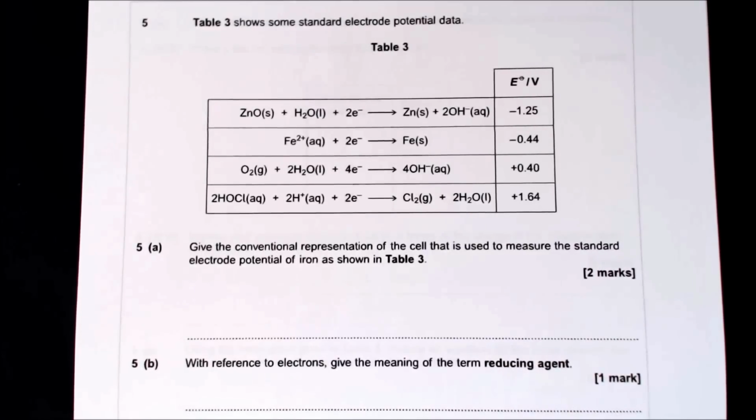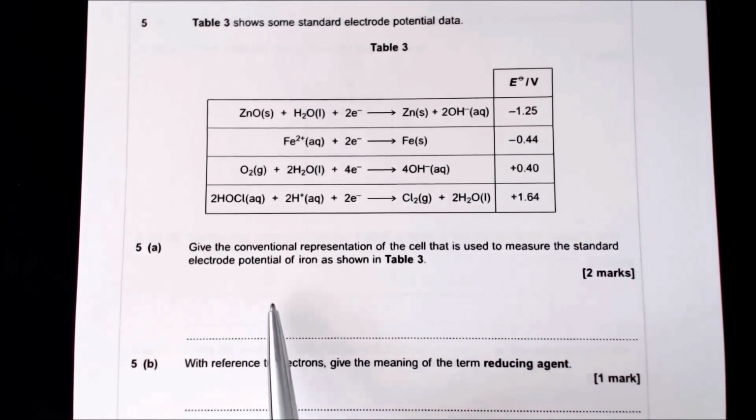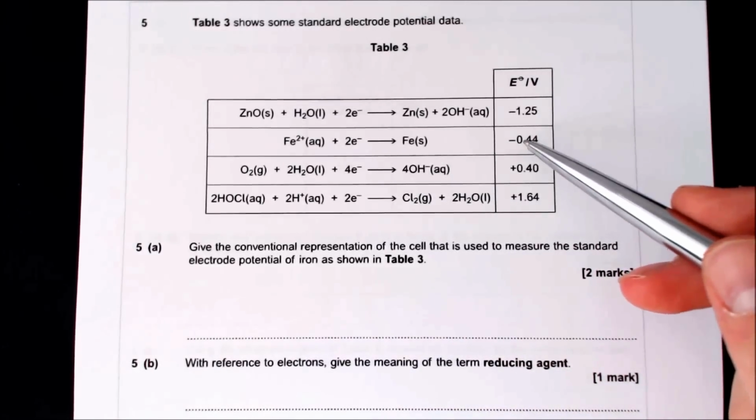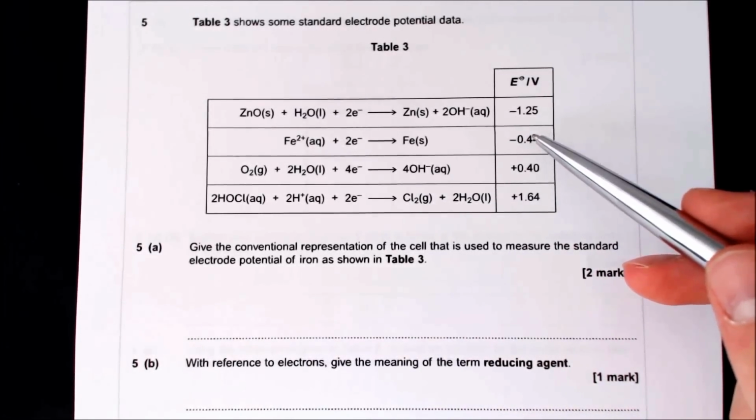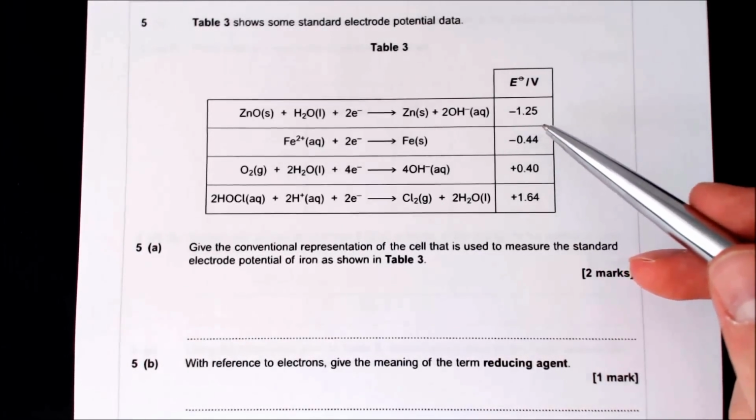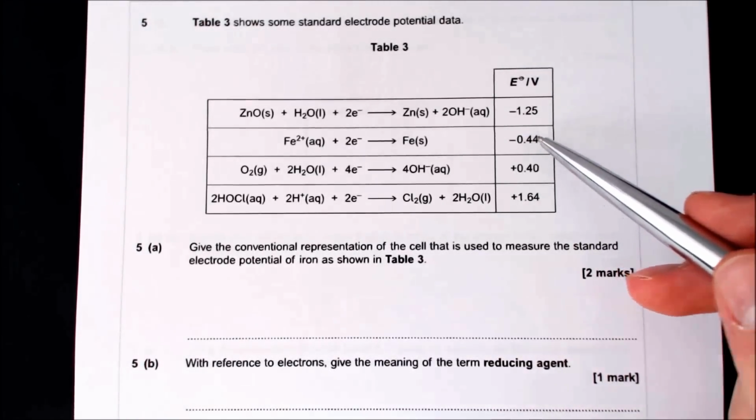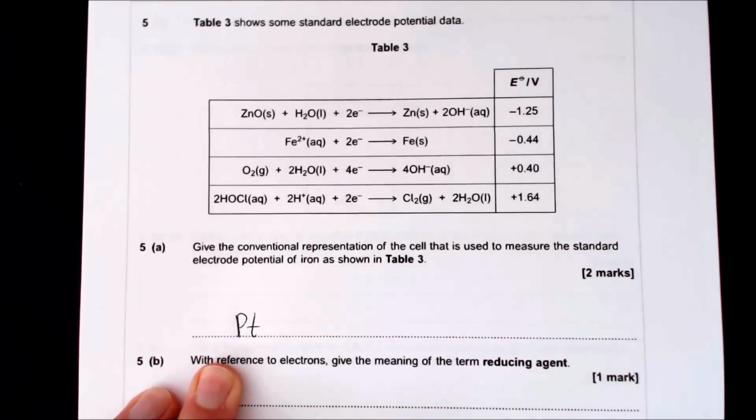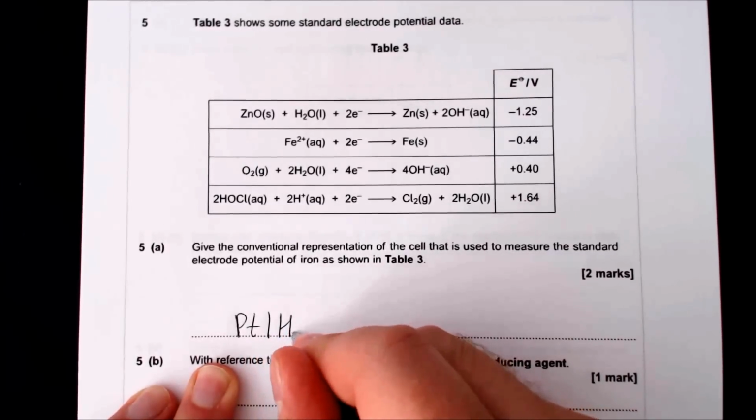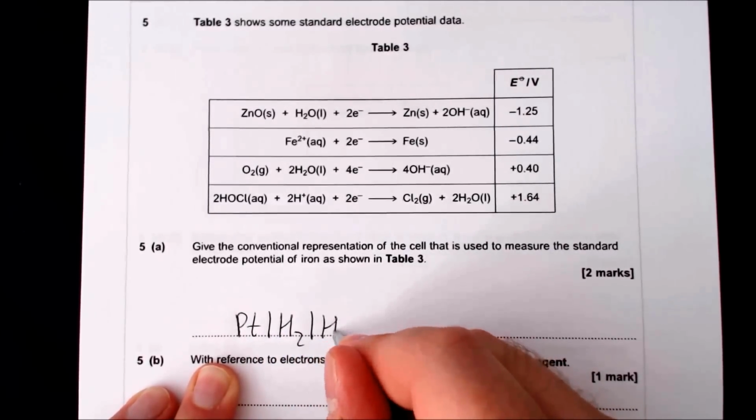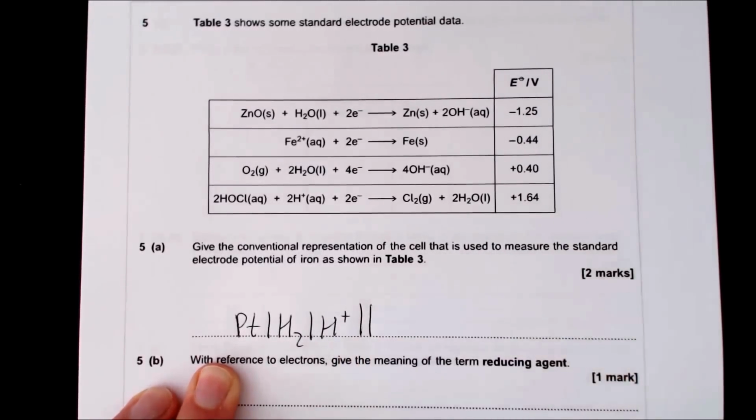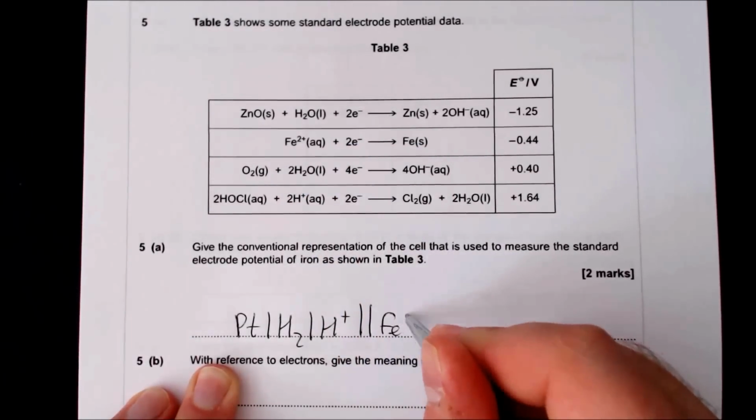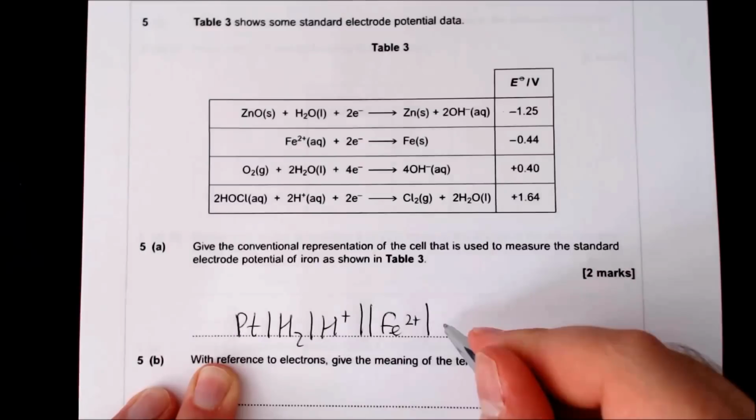And when we write our representation, we've got to put the most positive on the right and the most negative on the left. So the iron one is minus 0.44. The standard hydrogen electrode is 0.00 volts, because that's what the reference electrode is. So because that's the most positive, we put this on this side. So the electrode we use is platinum for the standard hydrogen electrode. We're also using hydrogen gas and H plus ions as well. And then we have our salt bridge that's connecting to our iron, which is Fe2 plus and Fe.